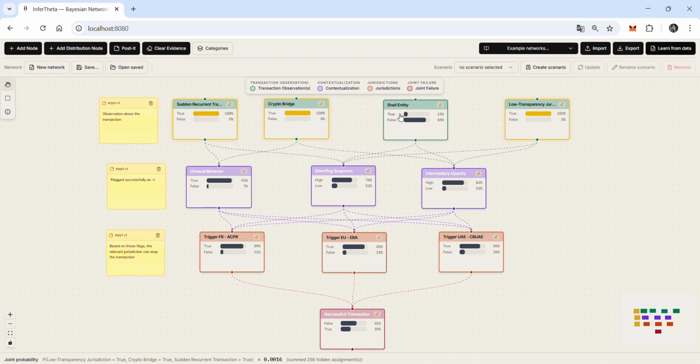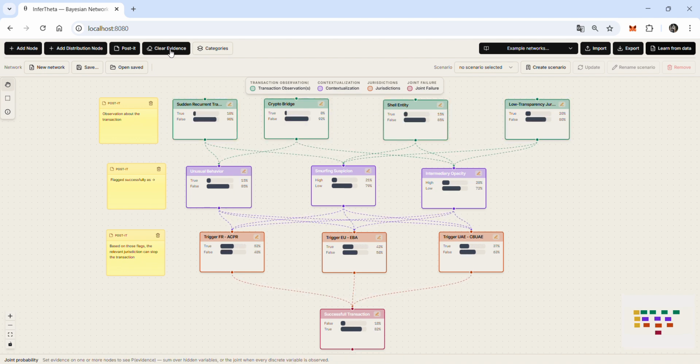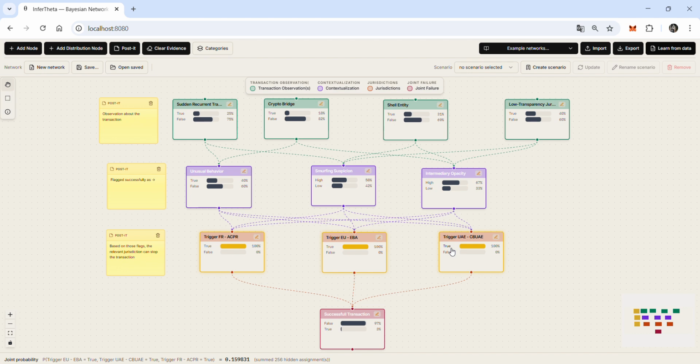But even if everything is true, the transaction can still go through because you still have uncertainty about the jurisdiction. And I will now show you the opposite. That's called backward inference. So you want to know what is the probability that, despite all the jurisdictions being covered and should take action, you can see that there's still a 3% probability that the transaction is successful.